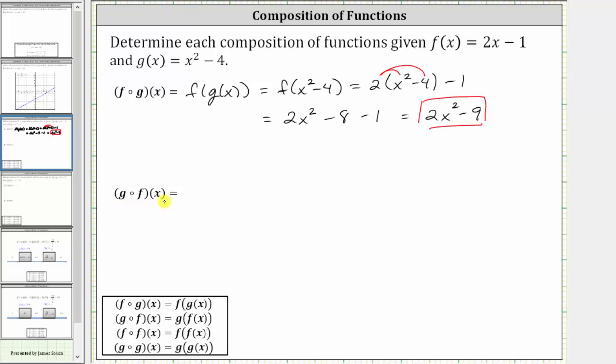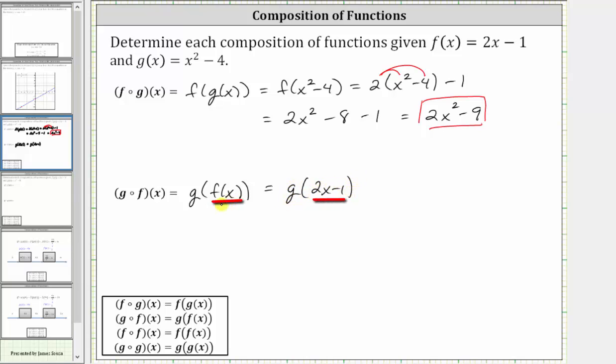Next we have g of f of x, which we write using the alternate form, which is still g of f of x, but in a different form. Again, because we don't have a numerical value to sub into the inner function f of x, we substitute the function rule for f of x, which is 2x minus 1, which gives us g of the quantity 2x minus 1.